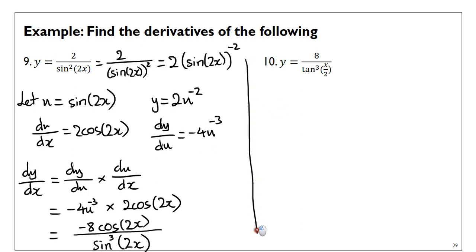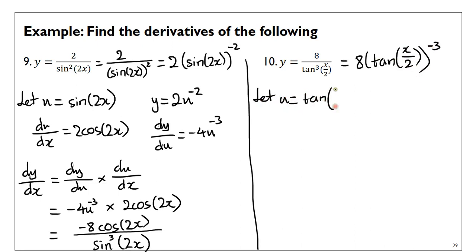10 is similar. Oh, this is going to be fun. Okay, so once again, I'm going to move the denominator up just so that I can see a power function. So we have tan of x over 2 to the power of -3. So we're going to let u be just a bracket. So u is going to be tan of x over 2. And then you have to derive du dx.